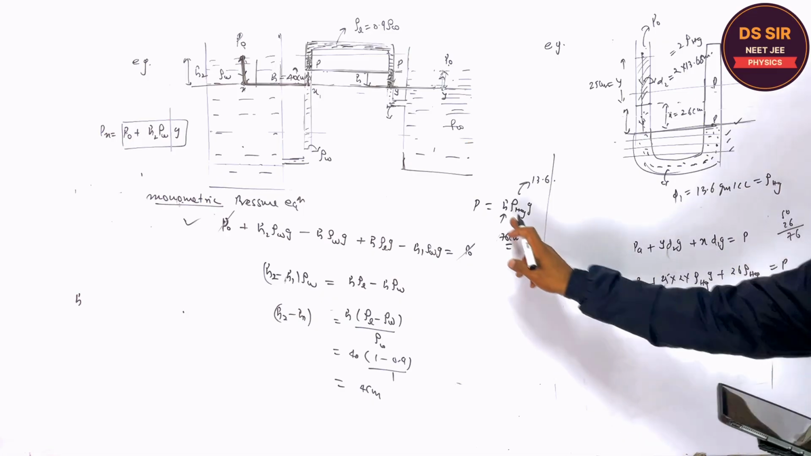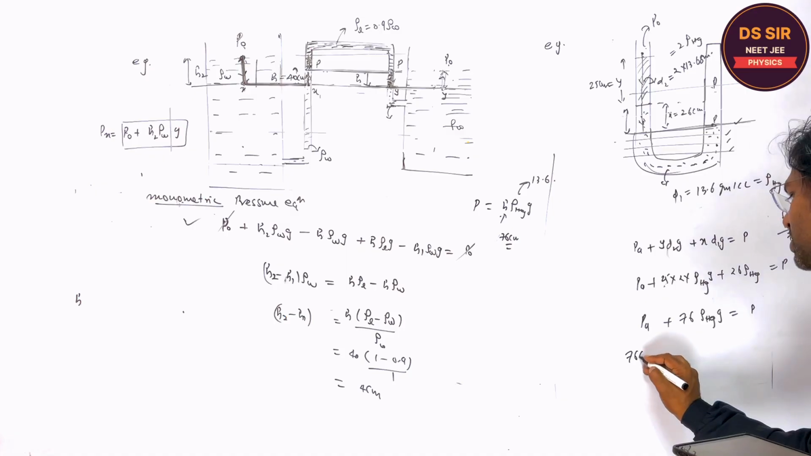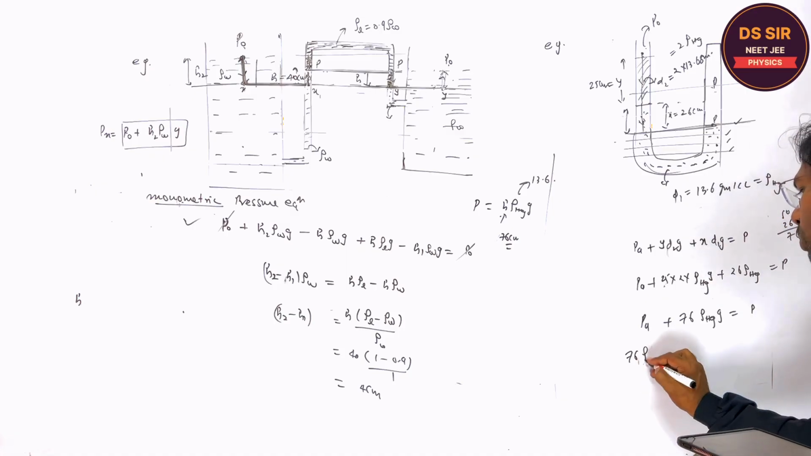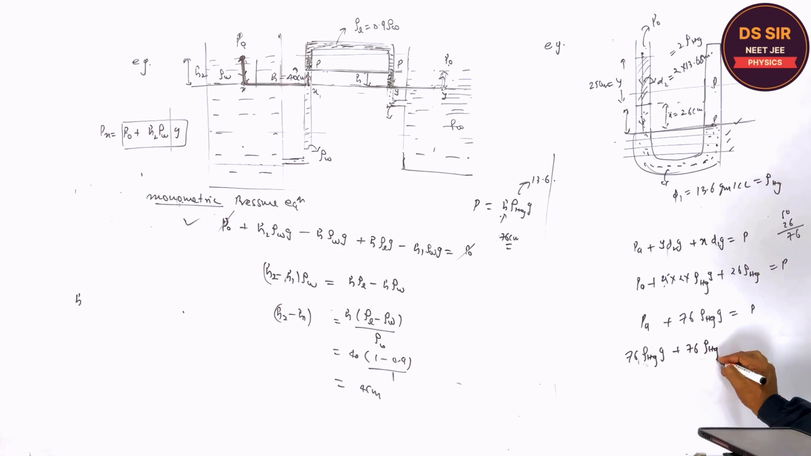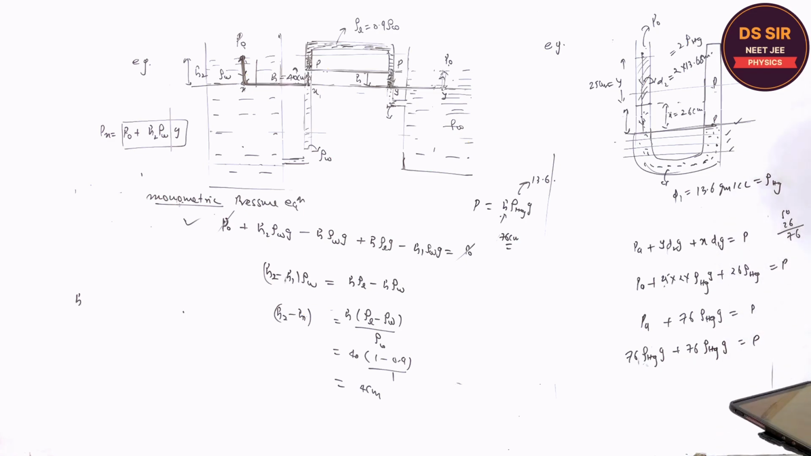What is the atmospheric pressure? I told you, 76 centimeter rho mercury into G, plus 76 rho mercury into G. Is it clear or not? So this is equal to 2 times 76 rho mercury into G. Is it clear or not? So this is the pressure on this side.